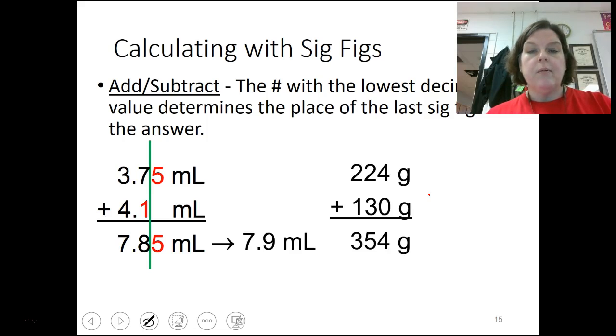Okay, let's do another problem. So we have 224 grams, 130 grams, notice no decimal point, and we get 354 grams. So no problem there adding. We've got it all set up. So now, where do we find it?